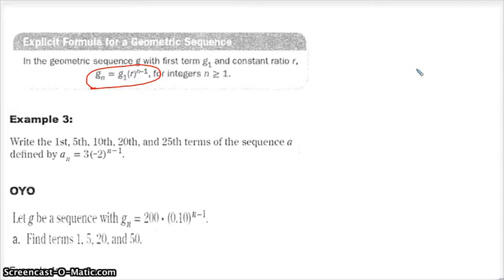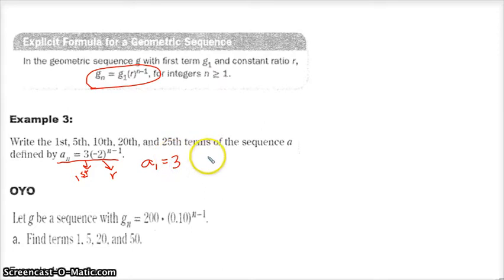In example 3, I'm asked to find the first, the fifth, the 10th, the 20th, and the 25th terms of the sequence given by this explicit formula. You can see here that 3 is the first term, and negative 2 rather, is the R value. So the first term here should be equal to 3.